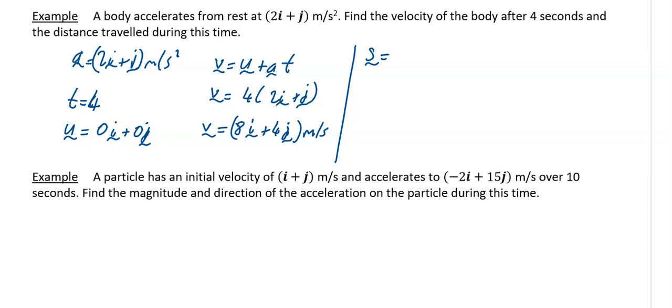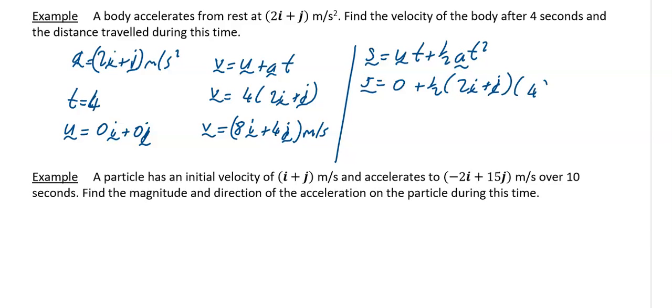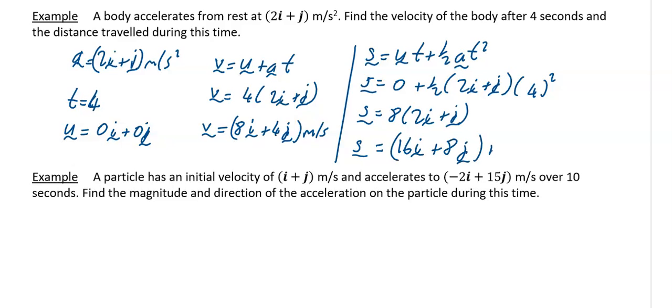Okay, it also says find the distance traveled during this time. I'm going to use s is equal to ut plus a half at squared. And remember, my u was 0, so that's just going to be 0, plus a half times my a. What was my a? My a was 2i plus j, and my t was 4, so that's going to be 4 squared. 4 squared is going to be 16. 16 times a half is going to be 8, so that's just going to be 8 times 2i plus j, and I'll just multiply it out for my final answer. s is equal to 16i plus 8j, and that is going to be meters.